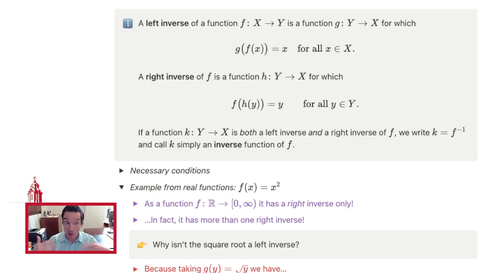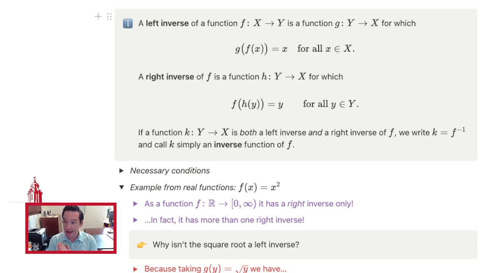So all of that is a long wind-up to this definition, which is the definition of a left inverse of a function and a right inverse of a function. So if you give me a function f whose domain is the set x and whose codomain is the set y, then I will say that f has a left inverse, and I'm going to call it g, if g of f of x is equal to x for all x in the domain of my function.